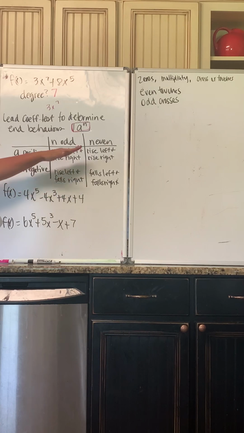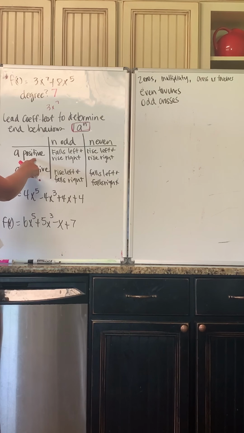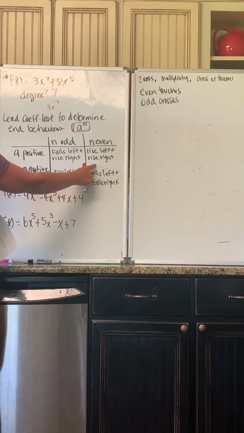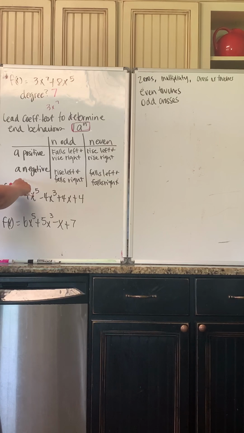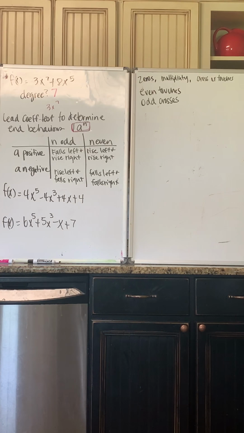Now, this chart, you have to know, whether you write it down for your test or however you feel to do that. If a is positive and n is odd, it falls left and rises right. If a is positive and n is even, it rises left and rises right. If a is negative and n is odd, it rises left and falls right. And if a is negative and n is even, it falls left and falls right.